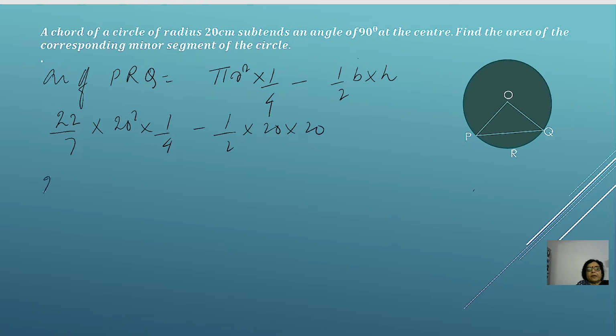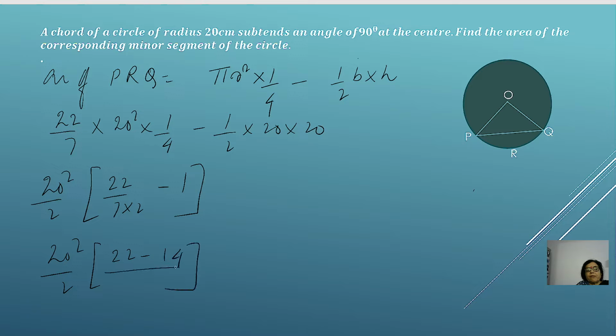So we can take out 20 square by 2 common, and we are left with 22 by 7 into 2 minus 1. So this becomes 20 square by 2 outside the bracket, and within the bracket we have 22 minus 14 by 14.